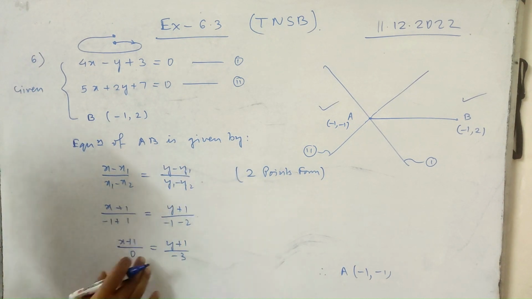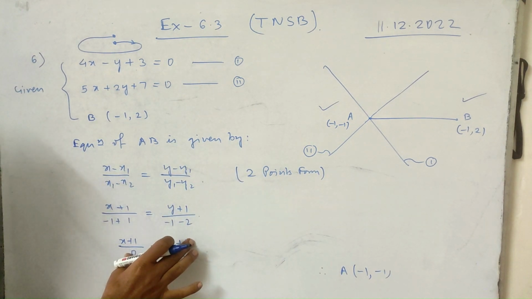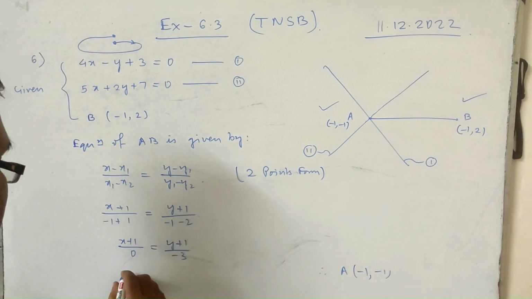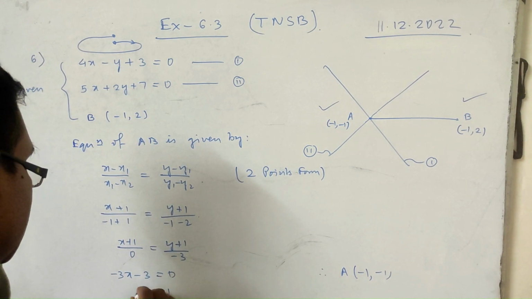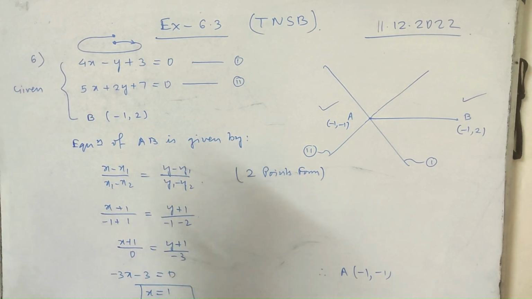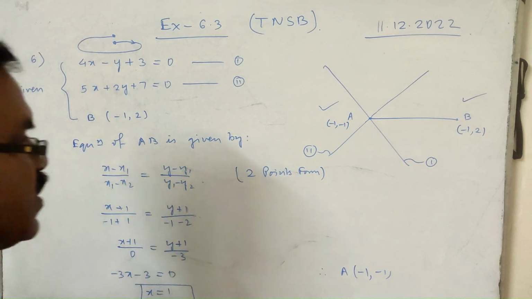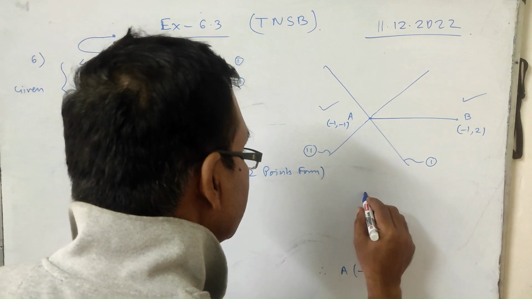So this into this will become 0, isn't it? Cross multiplication. So x minus 3, x minus 3 is equal to 0. So x is equal to 1 is the equation of the line. This line will be parallel to the y-axis.